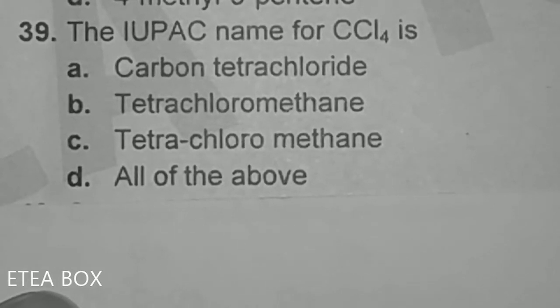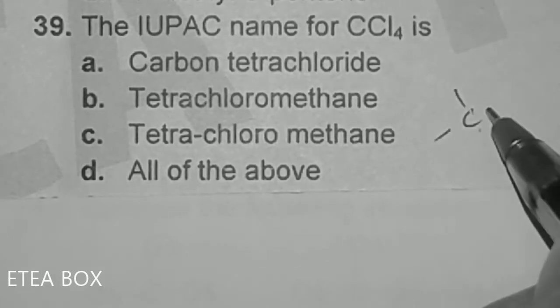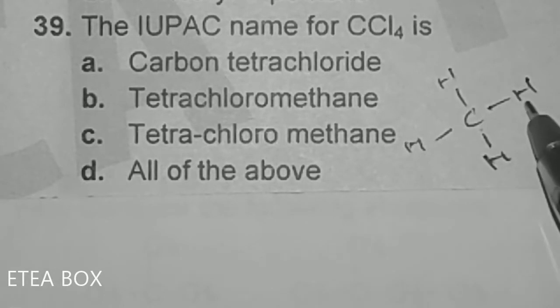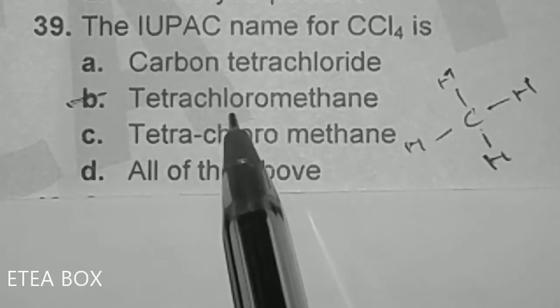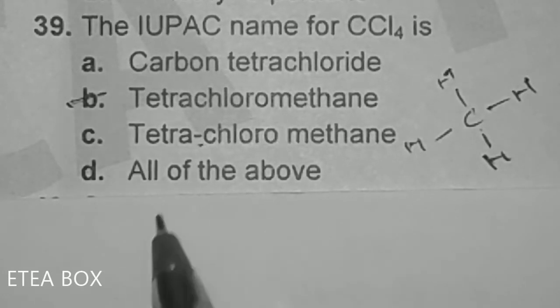The IUPAC name for CCl4 is, now look here, let's suppose this is methane. Now look, the 4 hydrogen atoms of methane are replaced by chlorine. So you have to name it tetrachloromethane, because the hydrogen atoms of methane are replaced by chlorine. So option B is correct, tetrachloromethane. Look, this dash is incorrect. And carbon tetrachloride is its common name, so option B is correct for the IUPAC name.